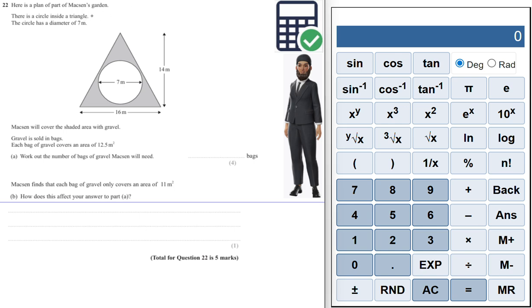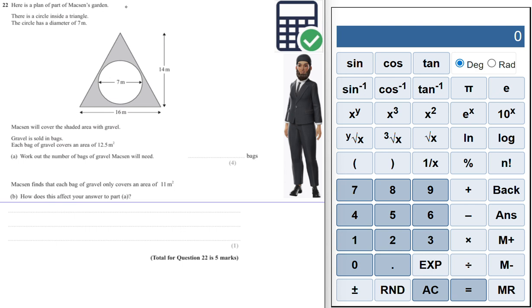Here is a plan of part of Maxon's garden. There is a circle inside a triangle. The circle has a diameter of 7 meters. Maxon will cover this shaded area with gravel. Gravel is sold in bags. Each bag of gravel covers an area of 12.5 meters squared. Part A, work out the number of bags of gravel Maxon will need.